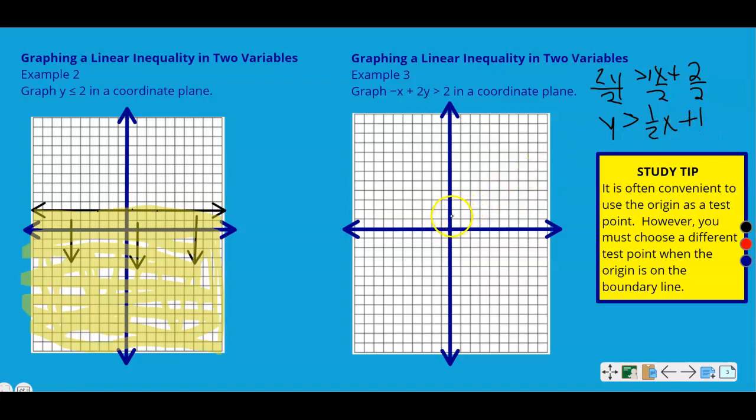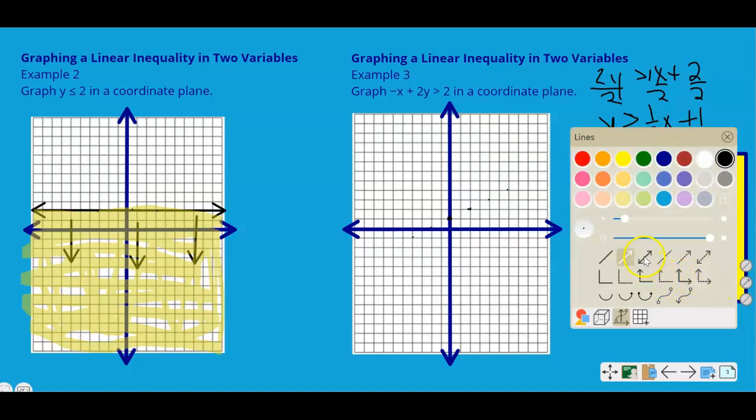So I know that I'm going to go up to 1, and I'm going to put a point here. And then I'm going to use my slope to rise 1, run 2, rise 1, run 2. You also can go backwards, so you can go down 1, to the left 2, down 1, to the left 2, however far you need to go.